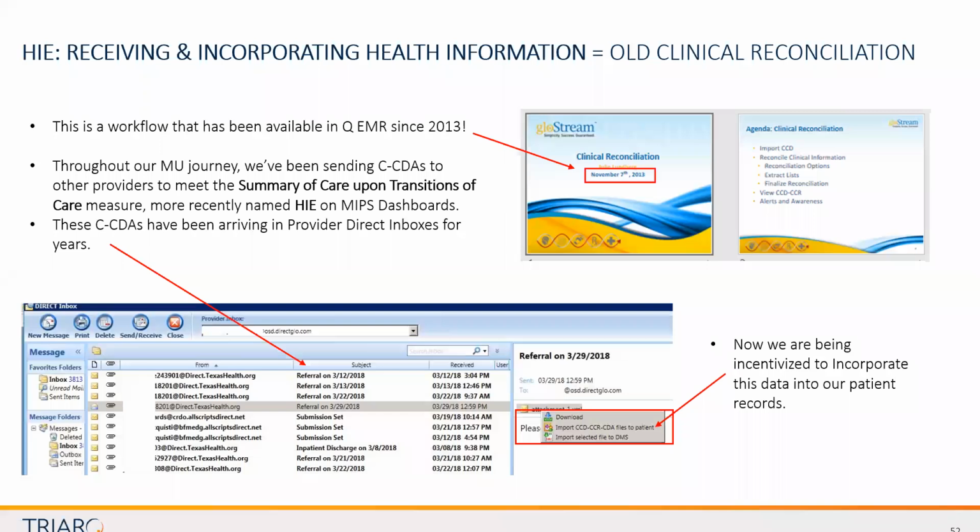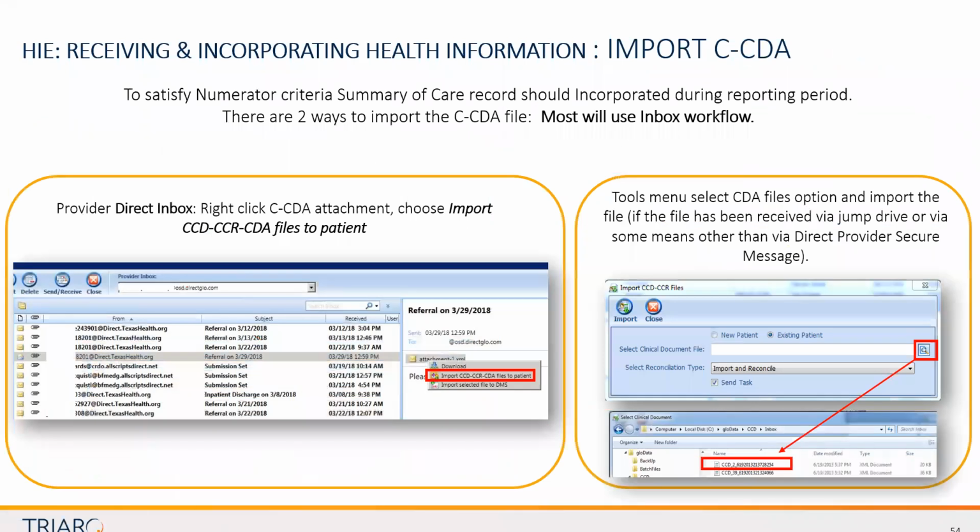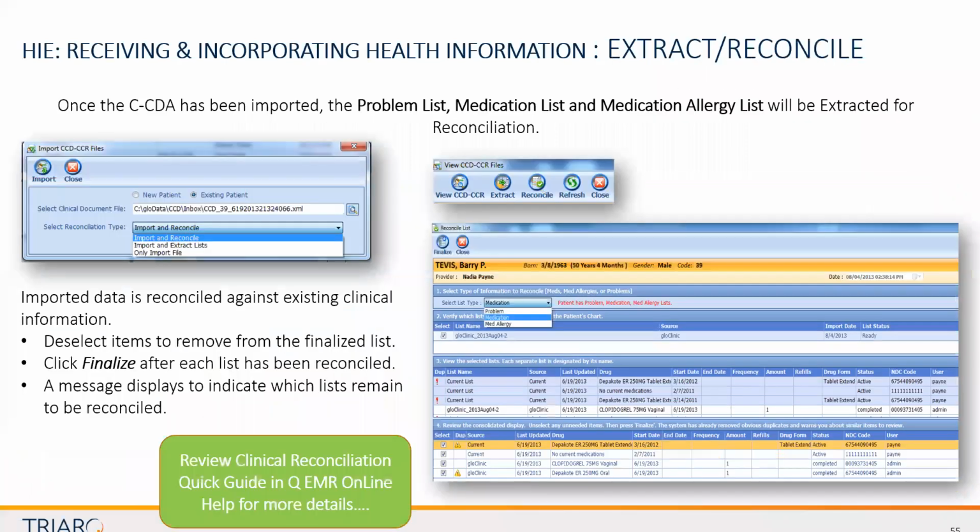This is where you're working that inbox like you would an incoming fax queue, and you're processing that CDA, importing it, reconciling it. It is, again, somewhat clunky workflow. I believe that if you're not able to operationalize this in your practice, the ability to do so is there, but if it's just not working for you, claim the exclusion this year, and we're going to work on this for next year.